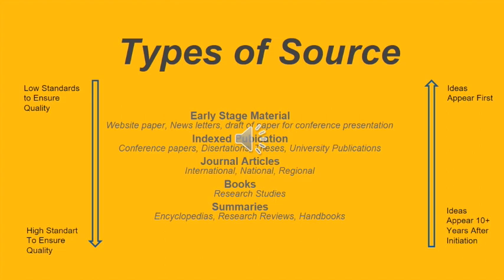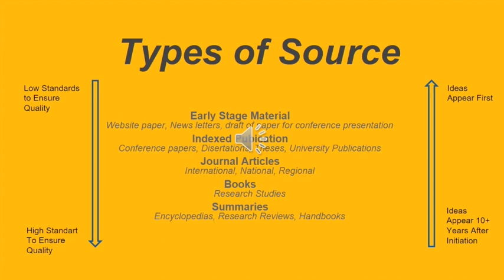So what are the low standards and high standards? We have the very lowest standard, which is early stage material. This type of source is usually website papers, newsletters, drafts of papers for conference presentations. We got a highlight here: we're using the draft of conference presentation. And the higher type of source, we have indexed publications. We can get the source from conference papers, dissertations, theses, university publications.